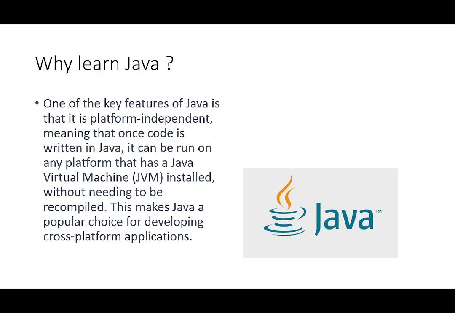So why learn Java? One of the key features of Java is that it's platform independent, which means that once you write code in Java, it can be run on any platform like Mac, Linux, or even Windows, with a Java virtual machine installed on it without needing to be recompiled, unlike other languages like Python where you need to compile the code each time to allow it to be able to run. And this makes Java a popular choice for developing cross-platform applications.